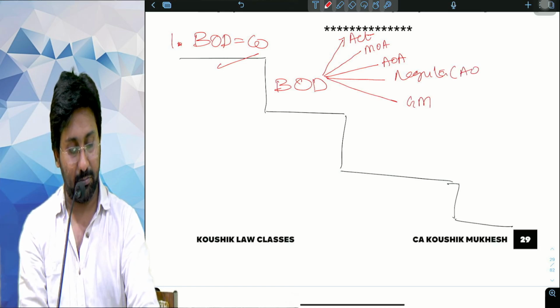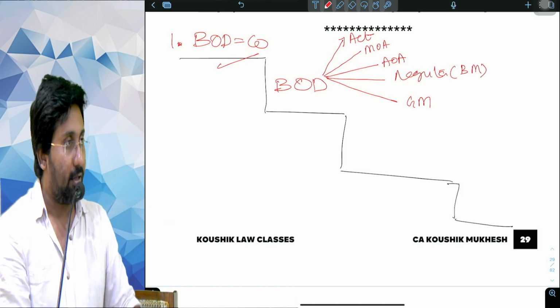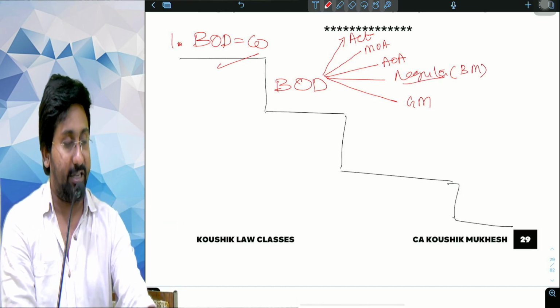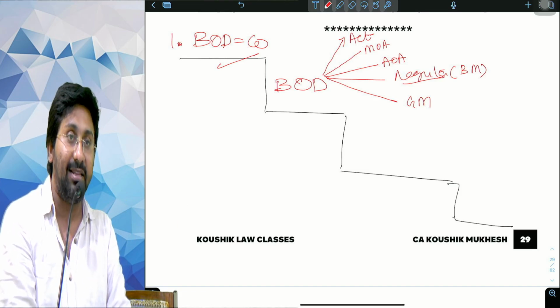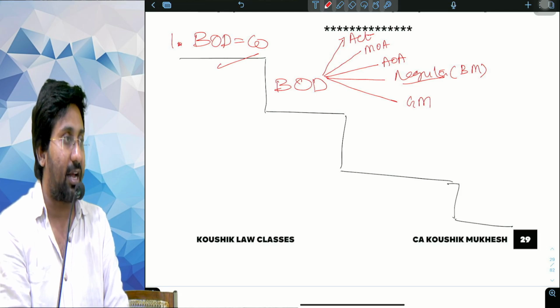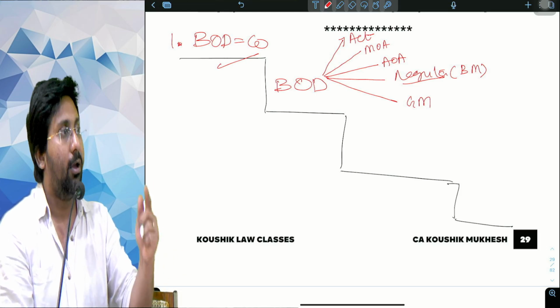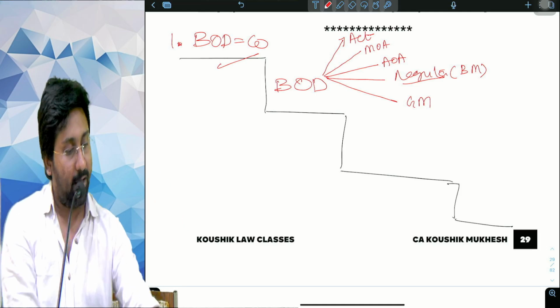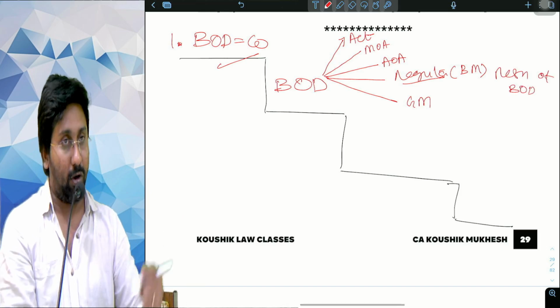Clear, everyone? Regulations technically means AOA. Sorry, board regulations, board meetings. These are called regulations not inconsistent therewith and duly made thereunder. Instead of using that language, we can say resolutions in a board meeting, or resolution by the board of directors.